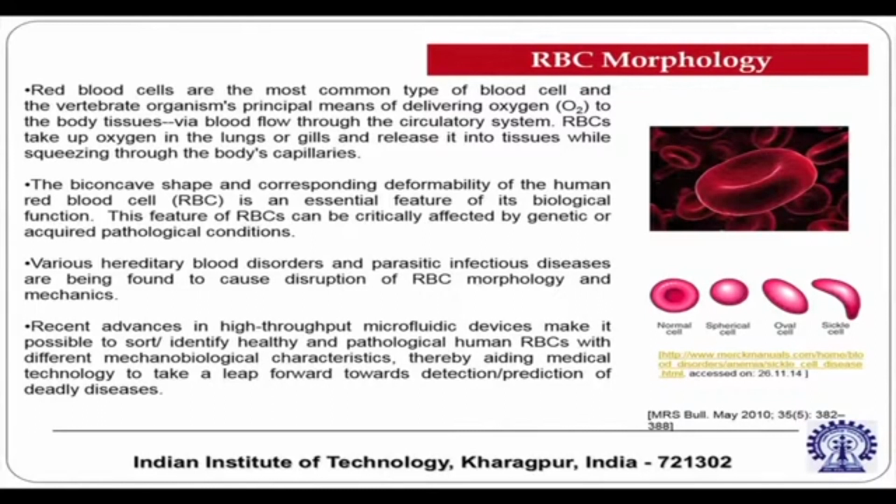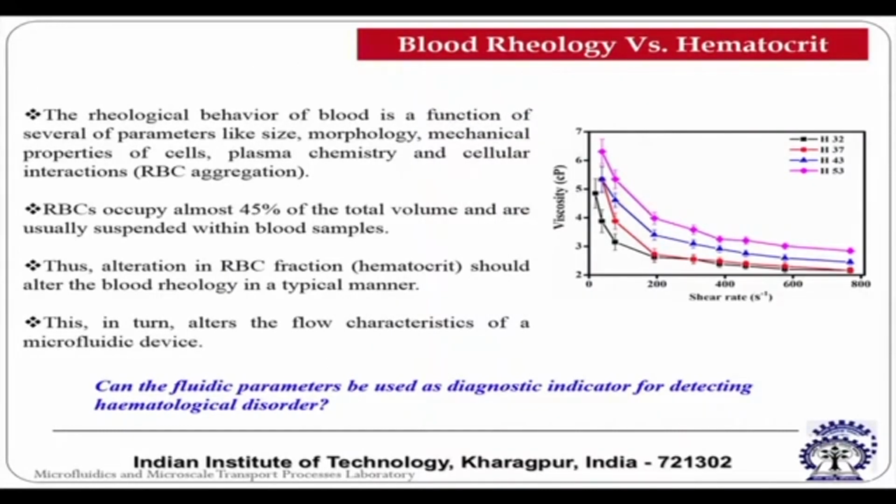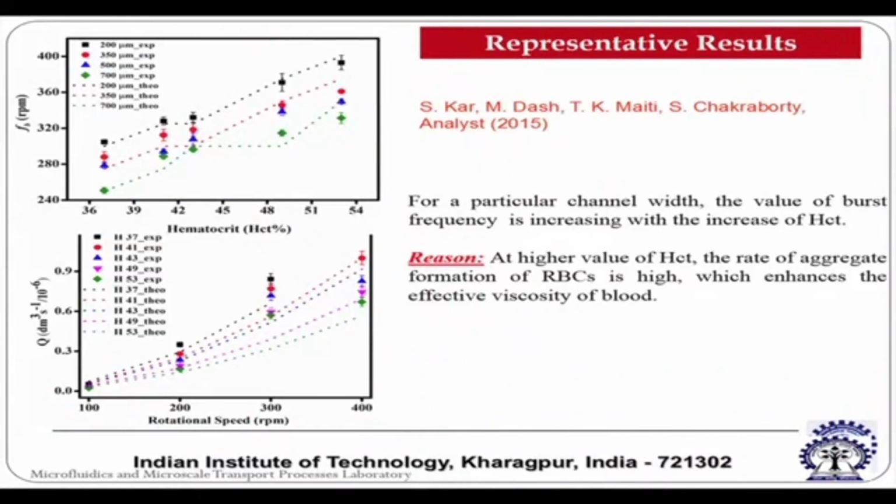Therefore the fluid flow related parameters, for example the burst frequency in the CD, can be used as a diagnostic indicator of the possible existence of a disease. So blood rheology can be associated with a particular disease. For example, one of the important issues of blood rheology is the hematocrit, or the volume percent of the red blood cells. So we have studied the hemorheology, that is the hematocrit variation based rheology of blood sample on a CD platform.